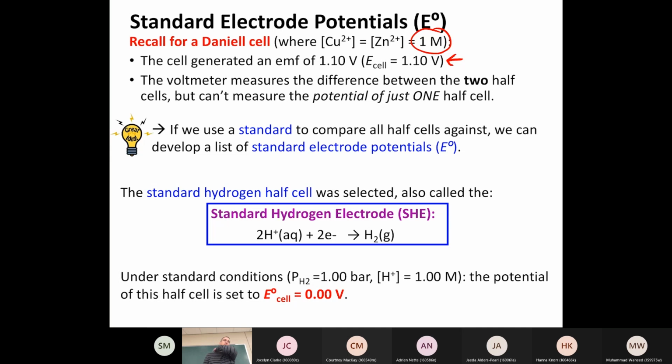So it's impossible to measure a voltage on just a half cell. You always need a complete electrochemical cell. So what you're always measuring is voltage difference, potential difference. You can think of this as like potential energy difference between the two sides of the two half reactions, basically. So you're always measuring just a difference between two things.